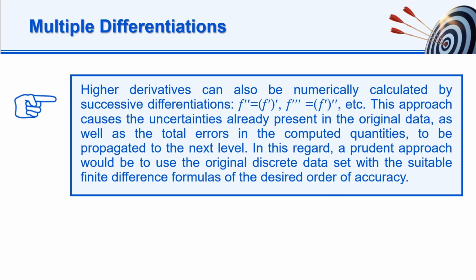Higher derivatives can also be numerically calculated by successive differentiations. f double prime equals derivative of f prime, f triple prime equals derivative of f double prime, etc. This approach causes the uncertainties already present in the original data, as well as the total errors in the computed quantities, to be propagated to the next level. In this regard, a prudent approach would be to use the original discrete data set with the suitable finite difference formulas of the desired order of accuracy.